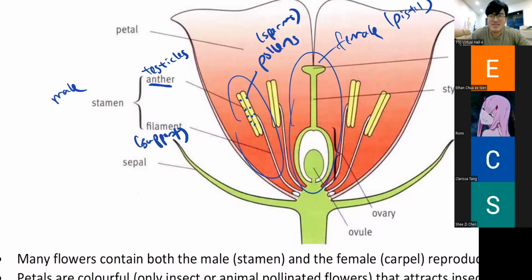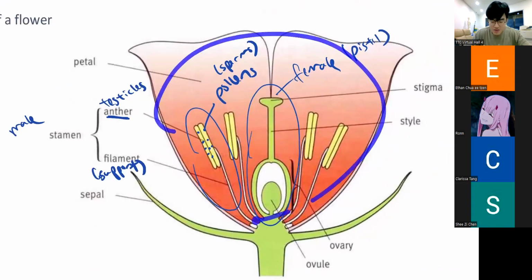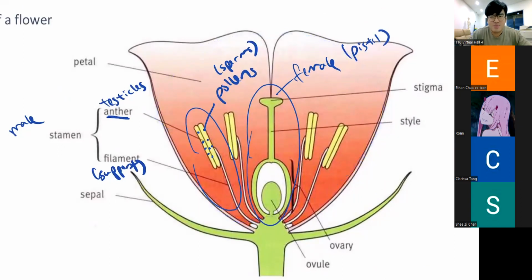So can you see the similarity? Besides the fact that flowers are very colorful, your penis and vaginas, I don't think they are colorful. If they are, please see a doctor. They should in no way be colorful. Anyway, you get my point.